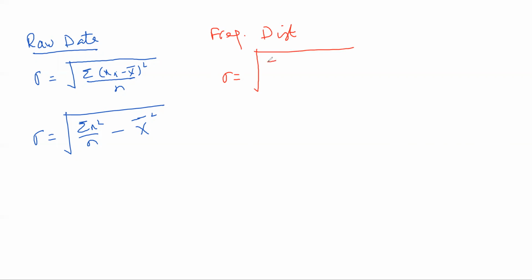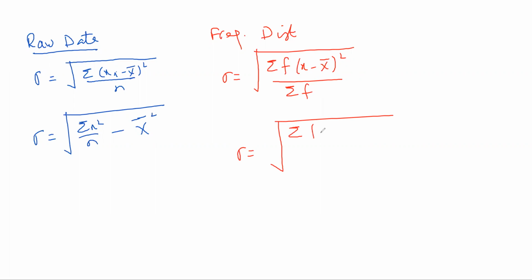of sigma f into x minus x bar whole square over sigma f. Or the same formula can also be written as sigma fx square over sigma f, and then minus the mean square. Please look at this, and then we can practice some questions from here. In the next segment, I'll be showing you how we're going to apply these formulas.